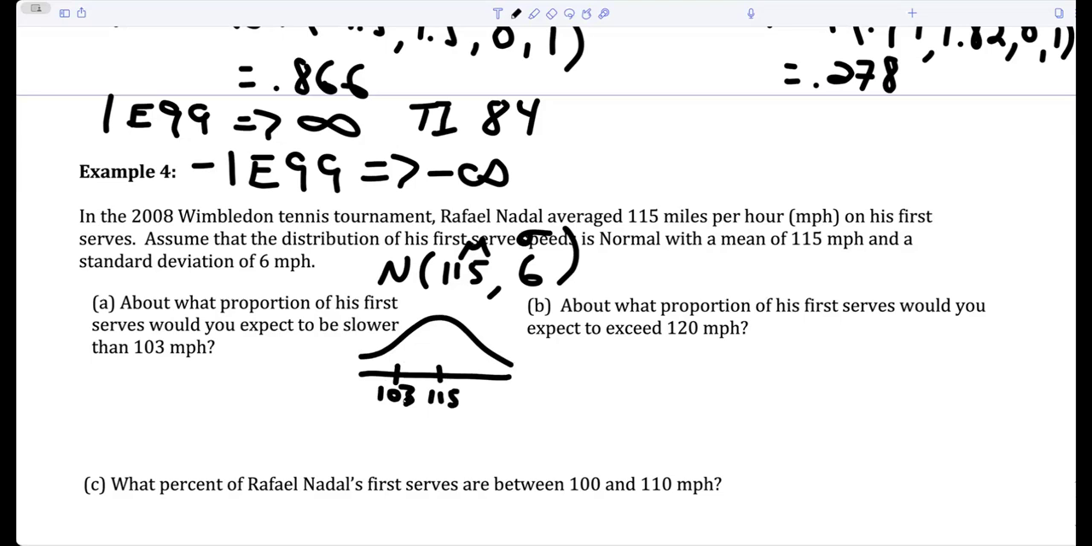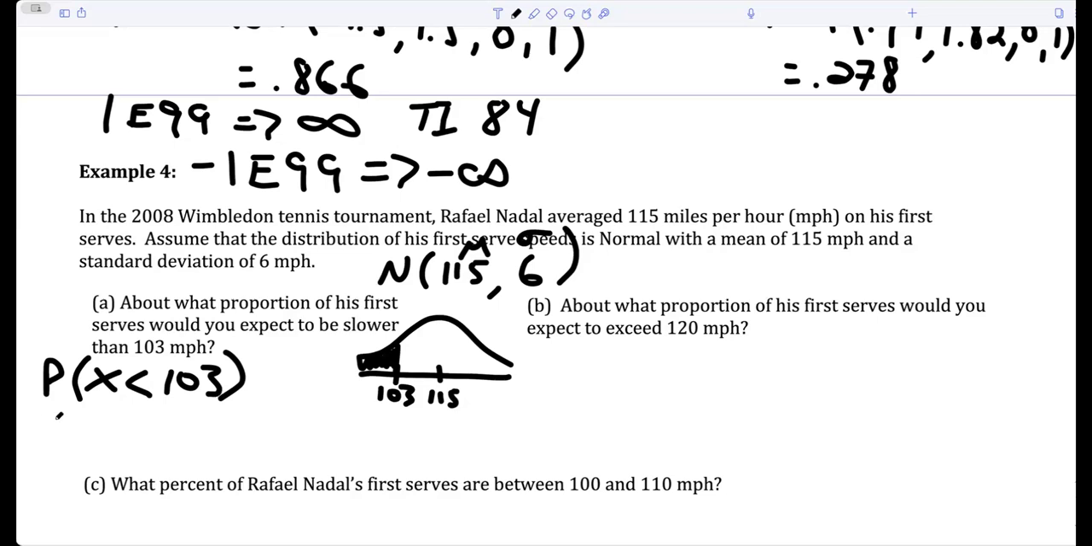103 would be below the mean. And I'm looking at the proportion that is slower than that. And so write it like this. I want the probability that X is less than 103. And you must standardize, and you must show the Z-score for full credit. Show the Z-score. Yes, your calculator will do it for you, but you don't get credit for calculator notation on the AP exam. So show your Z-score.